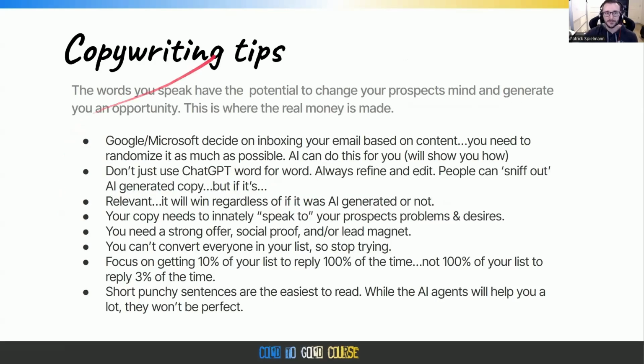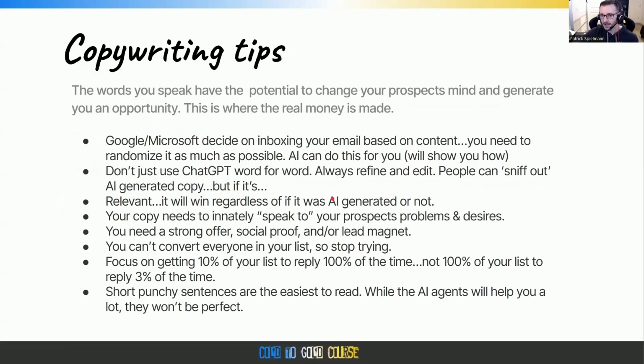Some other good tips here for copywriting. Google and Microsoft decide on inboxing your emails based on content now. It's not just technical setup. So you need to randomize your copy as much as possible. AI can do this for you. I'm going to show you how. And don't just use ChatGPT word for word. Always refine and edit, because people can sniff out AI generated copy. But if it's relevant, it's going to win regardless of whether it was AI generated or not.